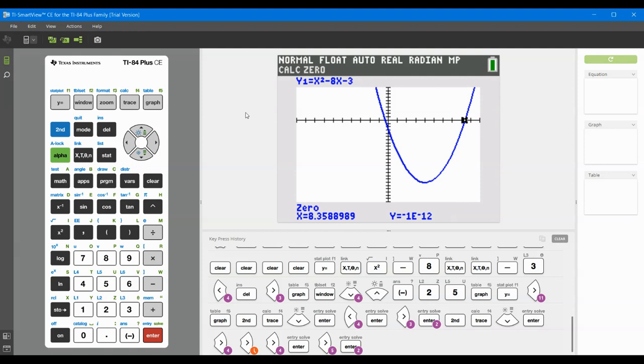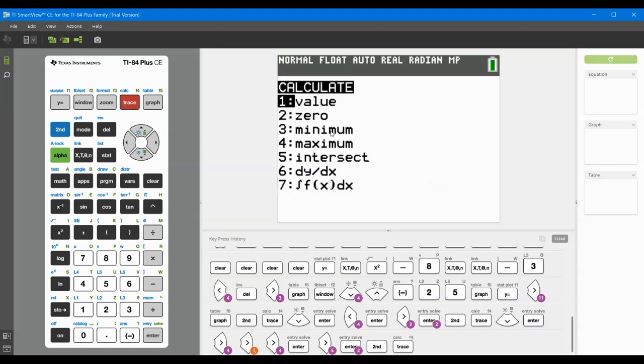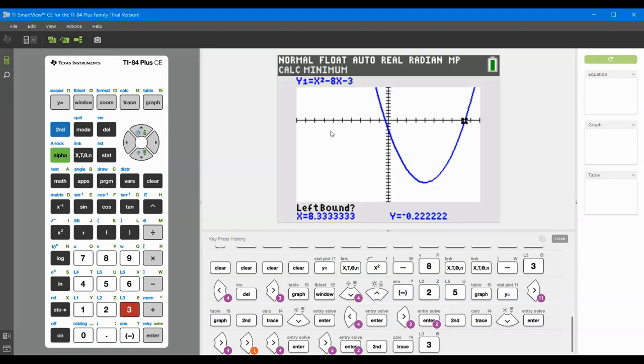The other thing that I can find out, quite a useful one, is the minimum point. So at the moment, this graph comes down and it gets the minimum point right here. We're going to go to second calc, and it's really similar. We're just going to choose number 3 for minimum. And we're just going to move our cursor to the left of where we think that minimum is. And then also to the right. Calculator is going to say guess, and we press enter again.